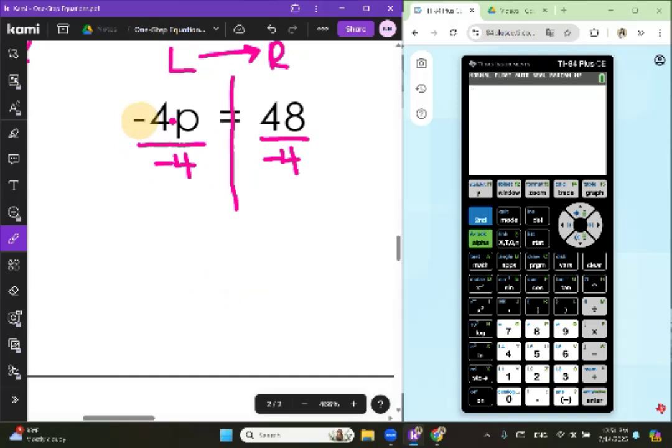Anyway, times -4 changes to divide -4. Do not change that to a positive, okay? Anyway, these are the ones that cancel out. This is what you put into your calculator. 48 divided by -4, and you get -12.